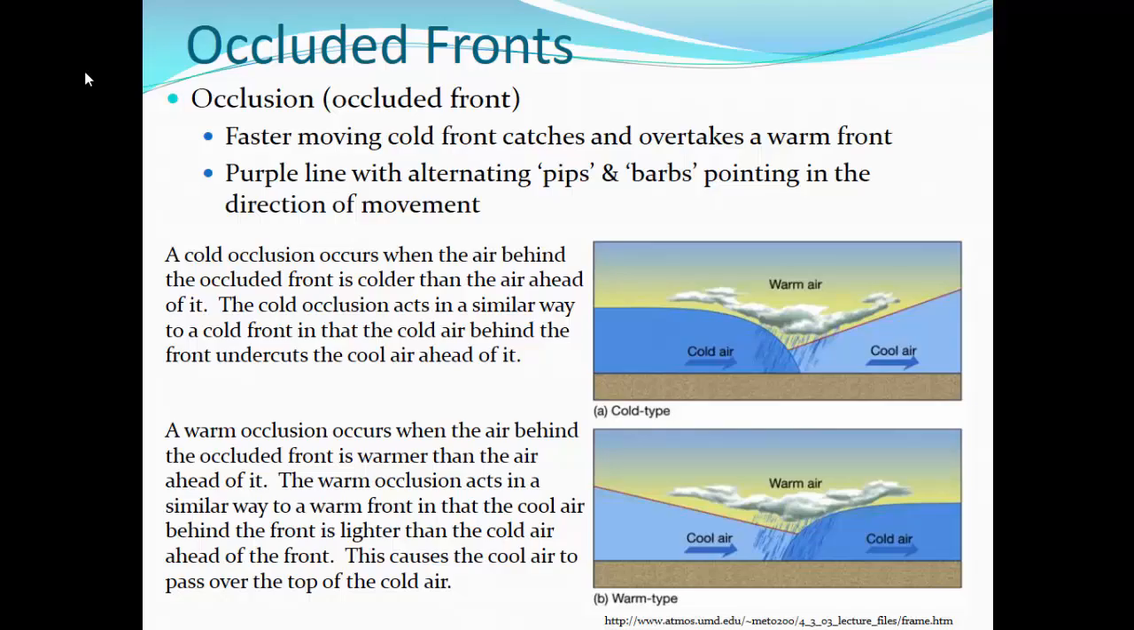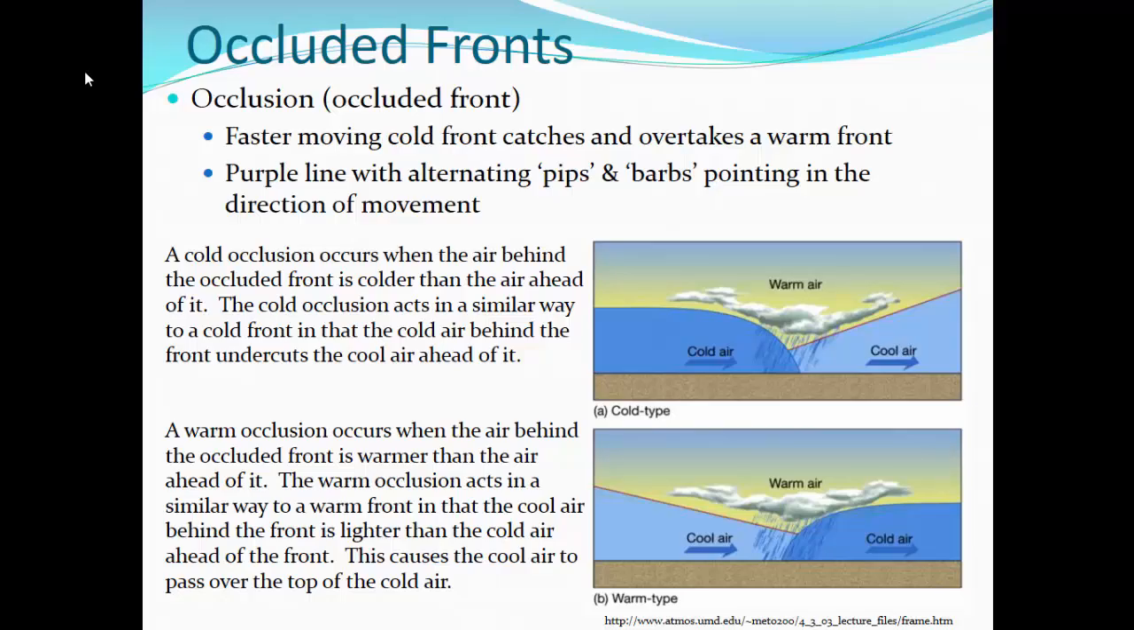So a cold occlusion occurs when the air behind the occluded front is colder than the air ahead of it. The cold occlusion acts in a similar way to a cold front in that the cold air behind the front undercuts the cool air ahead of it. Whereas a warm occlusion occurs when the air behind the occluded front is warmer than the air ahead of it. The warm occlusion acts in a similar way to a warm front in that the cool air behind the front is lighter than the cold air ahead of it, and this causes the cool air to pass over top of the cold air.